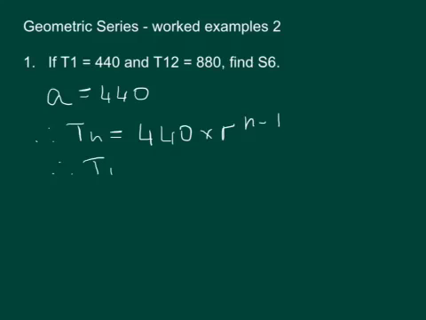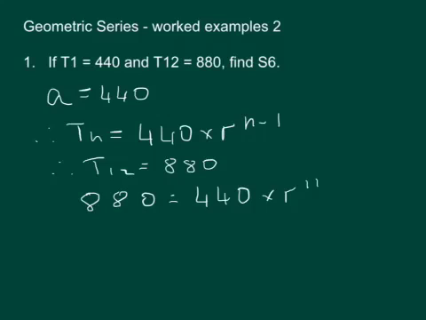Now we're told that T12 is equal to 880. Now I hope you can see that one of the implications of this is that 880 must equal T1, or A, times r to the power of 11. Okay? So to get from the first term to the 12th term, you're going to multiply by the common ratio successively, in other words, by r to the power of 11. So that means r to the power of 11 will equal 880 divided by 440, which of course equals 2.